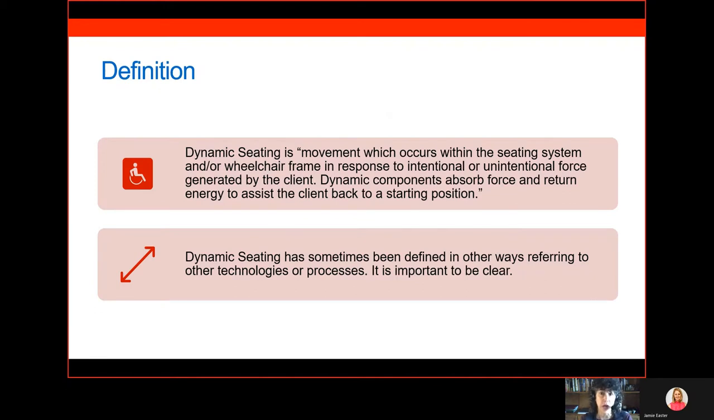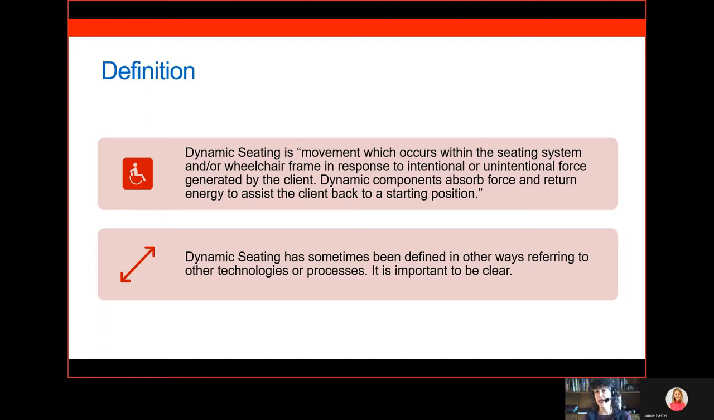Here is our definition, not only for the purpose of this course, but also this is a formal definition that was developed for a recent RESNA position paper on this intervention of dynamic seating. A large international work group actually developed consensus on this very definition. So here it is. Dynamic seating is movement which occurs within the seating system and or wheelchair frame in response to intentional or unintentional force generated by the client. Dynamic components absorb those forces and return energy to assist the client back to a starting position.